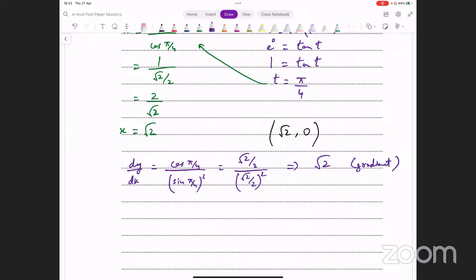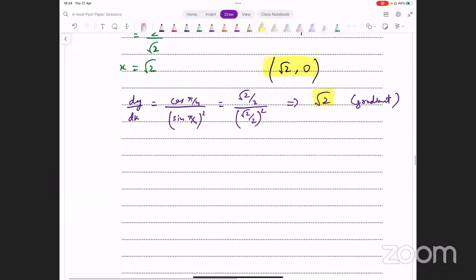जब आप t की value pi over 4 input करते हैं derivative के अंदर, आपको ये gradient की value मिल जाती है. So you have the gradient now of the tangent and you have a point. You can write down the equation, right? What does the equation turn out to be? It's a straight line. Y minus y1 equals m into x minus x1. Let's input values. Y1 is 0. M is square root of 2. X1 is also square root of 2.